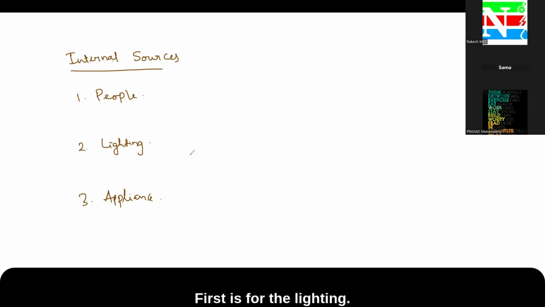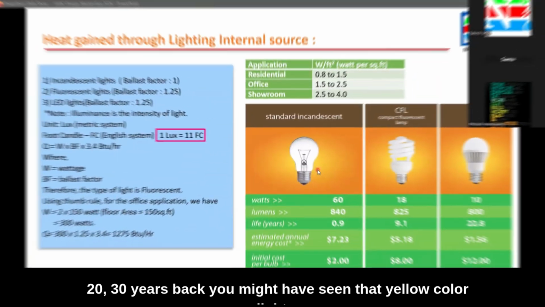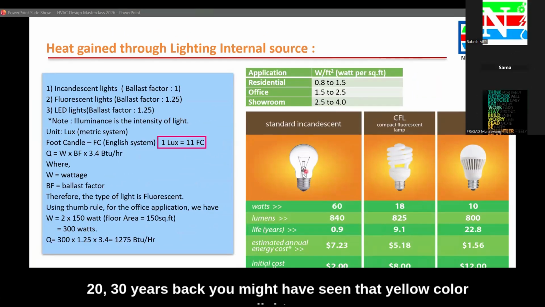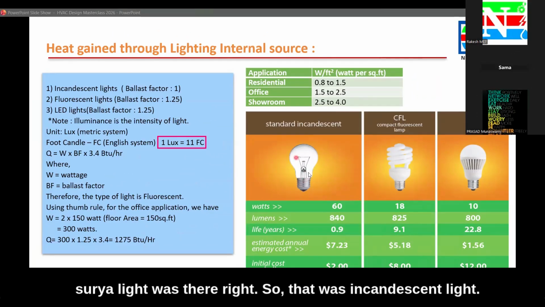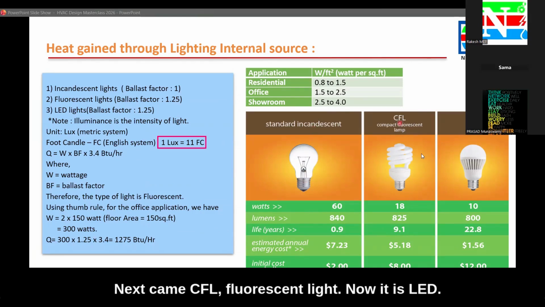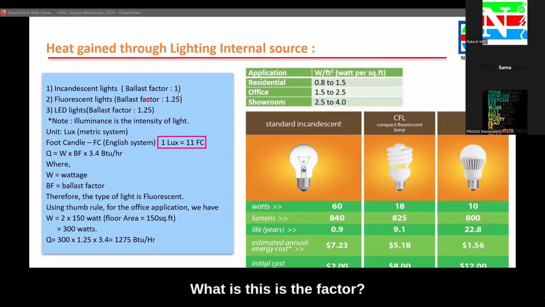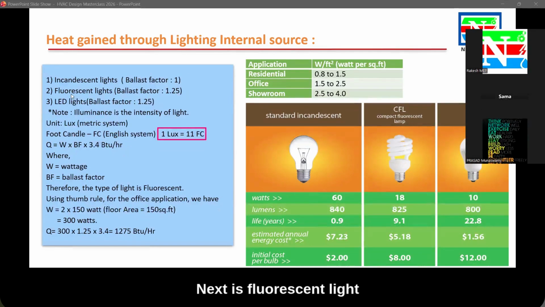Okay, first is the lighting. 20, 30 years back, you might have seen that yellow color light, Surya light, right? That was incandescent light. Next came CFL, fluorescent light. Now it is LED. Based on this, you have the ballast factor. For incandescent light, it is 1. For fluorescent or LED, you will have ballast factor 1.25.